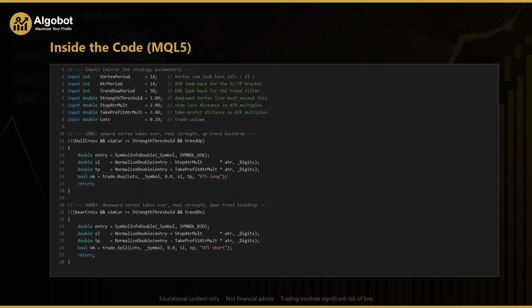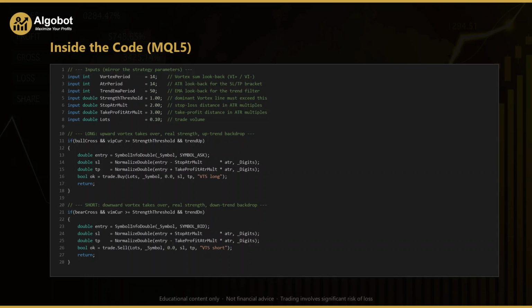Let's look at the actual MQL5 code the way you'd see it inside MetaEditor. At the top are the input parameters, and these mirror the settings you can adjust in the strategy tester. VortexPeriod sets the lookback for the two vortex lines and defaults to 14. ATRPeriod, also 14 by default, sizes the stop and target bracket. TrendEMAPeriod, defaulting to 50, controls the trend filter. StrengthThreshold defaults to 1.00, and the two multipliers, StopATRMultiple and TakeProfitATRMultiple, default to 2 and 3.